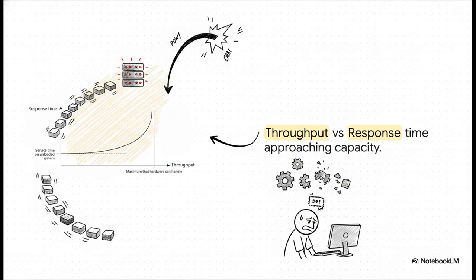When your throughput hits the absolute limits of your hardware, things get ugly fast. Response times don't just slow down gradually, they skyrocket exponentially. This is entirely due to queuing delays. Your CPU is busy crunching earlier requests, so the new incoming requests just sit in a queue waiting, driving up the wait time for the user until the system eventually just buckles.